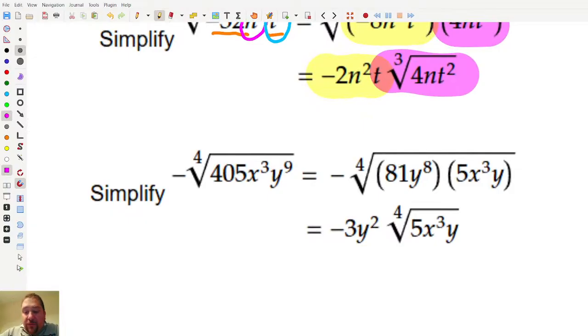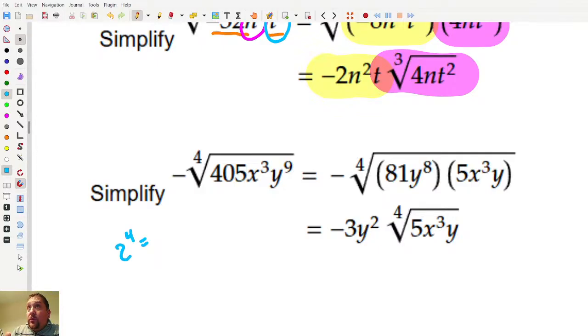Simplify negative, which is outside of a fourth root, so no issues here. Negative fourth root of 405x cubed y to the 9th. Again, not that I know these any better than you. It's just a little bit of side work, like with some calculator.